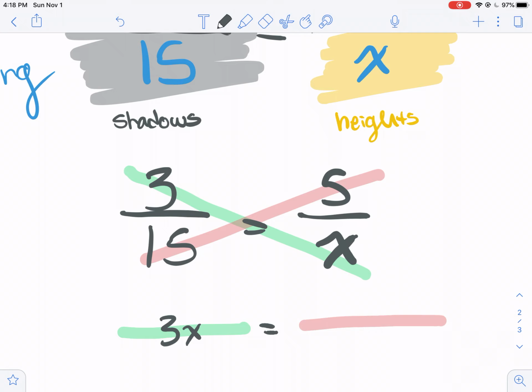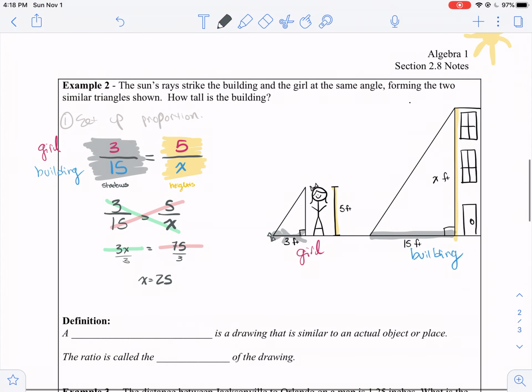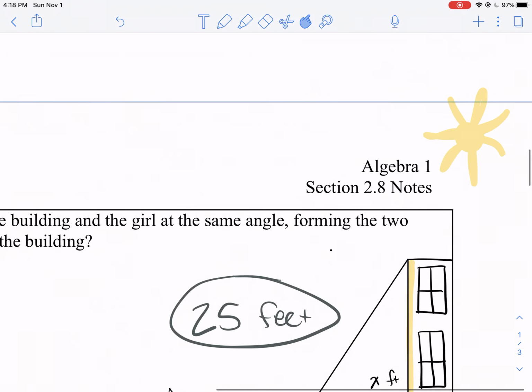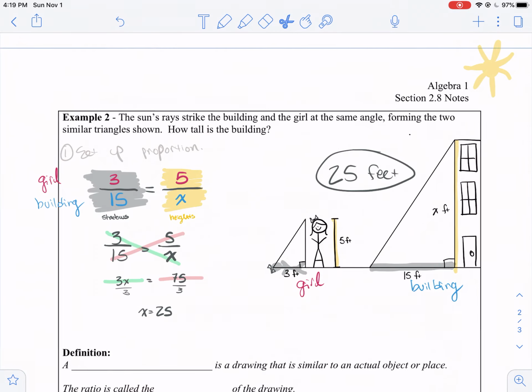75. And now to solve for our x, we just divide by 3, x equals 25. So that tells us that our building is 25 feet tall. Which also tells you that, man, my drawing is very much not to scale, because look at this girl. We claim that she's 5 feet tall, but this building is like 5, 10, 12 feet tall. Yeah, so drawing not to scale.